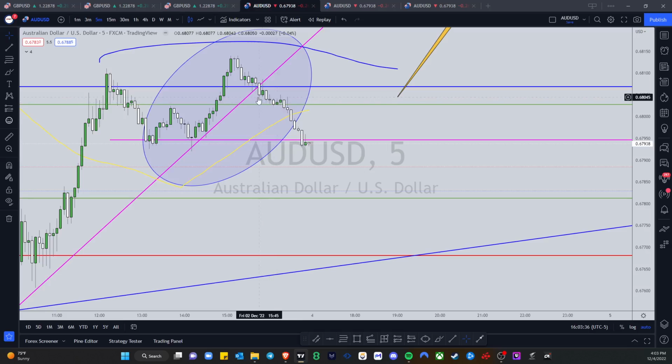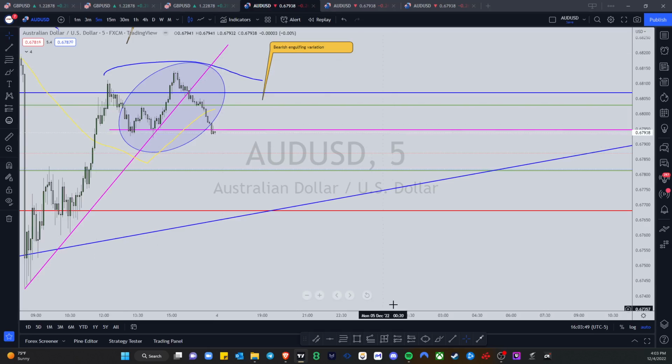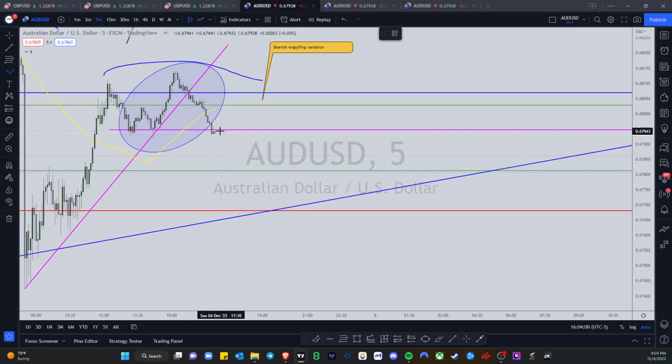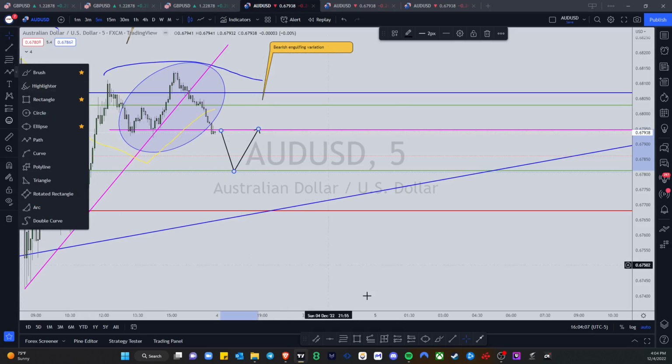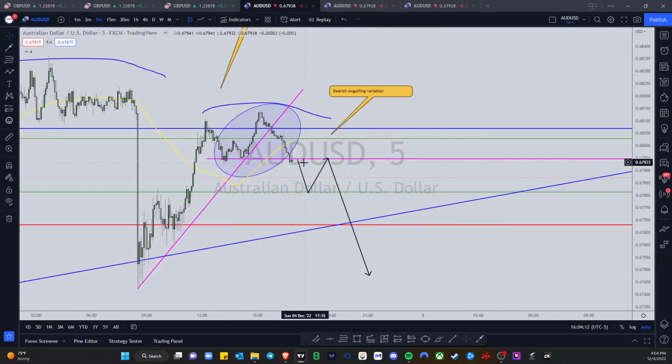On Friday I did have a sell entry on this, but I ended up closing it. I didn't feel comfortable keeping my trade open all over the weekend. But I'm expecting price to break this level of support that I drew right here. What I need price to do is break it, retest, then keep on going down. So this is what I'm expecting.